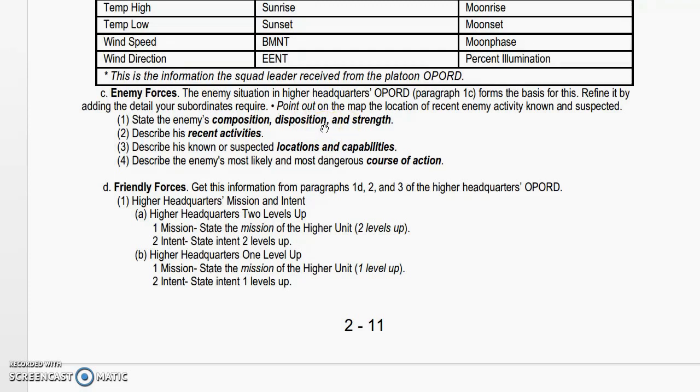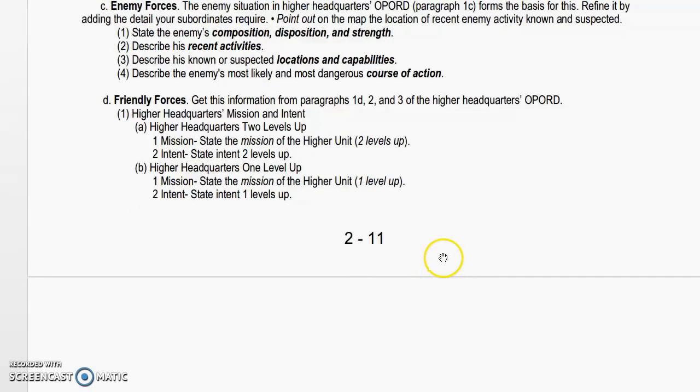You want to be able to show on the map what your enemy is doing if you have the time and if you're able to do that. Now we're going to get into the friendly forces. You're going to get a higher level mission and intent.